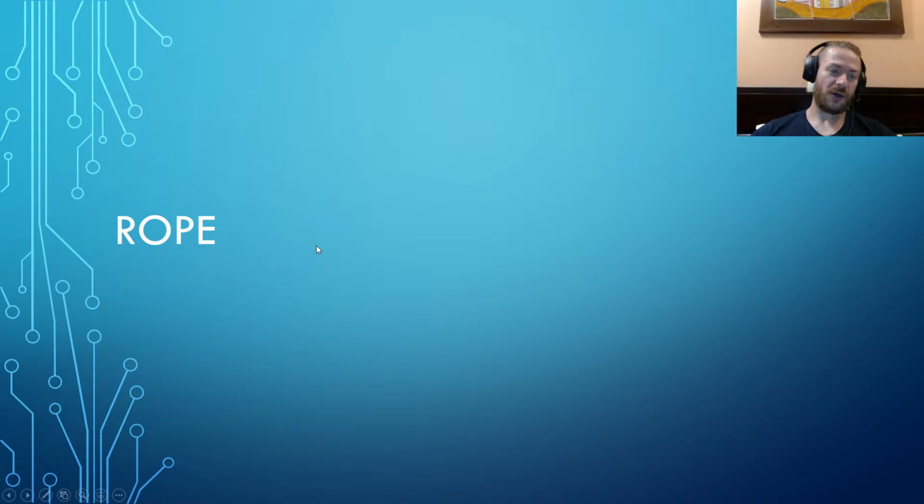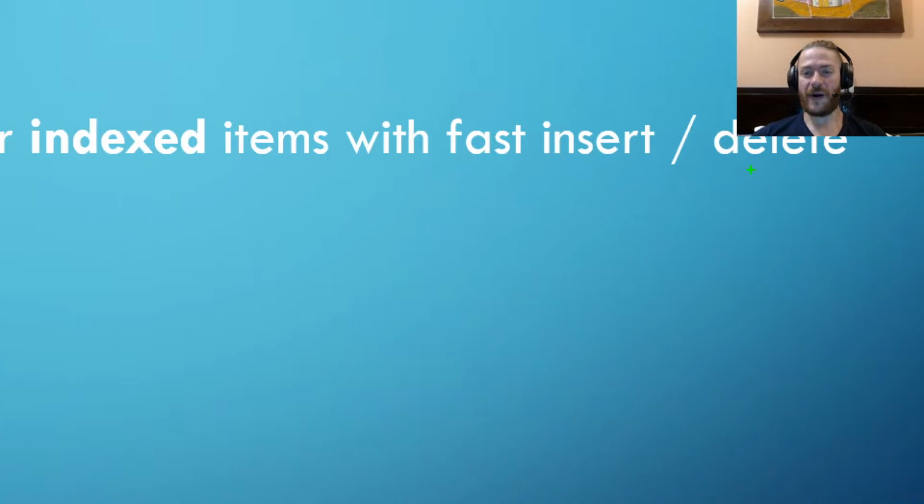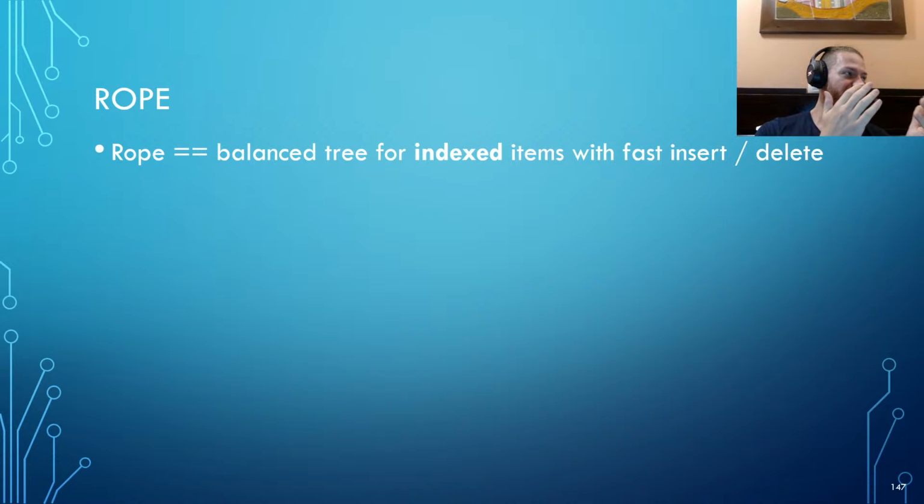Next, a rope. A rope is again a tree, because everything in this lecture is a tree, and the rope is a balanced tree for indexed items which allow very fast insert and delete. It's very efficient for string operations where the string has a lot of symbols. It has a lot of characters.